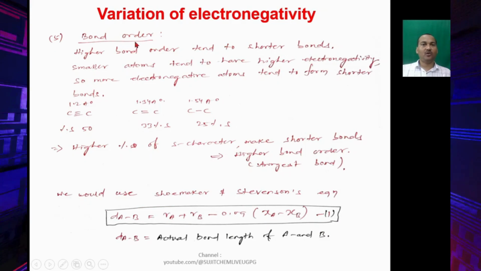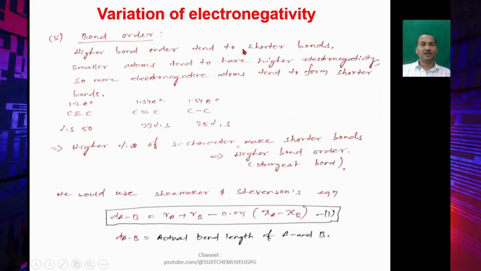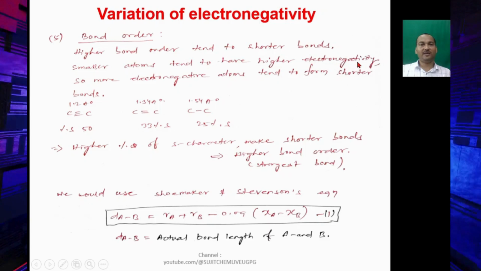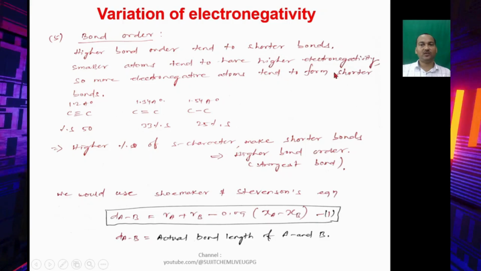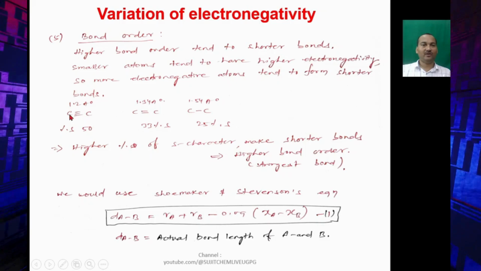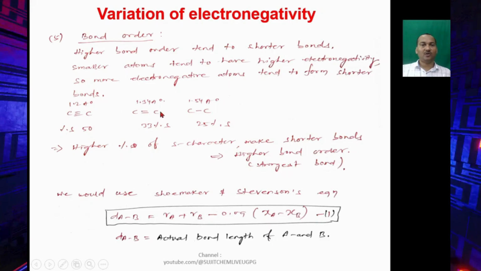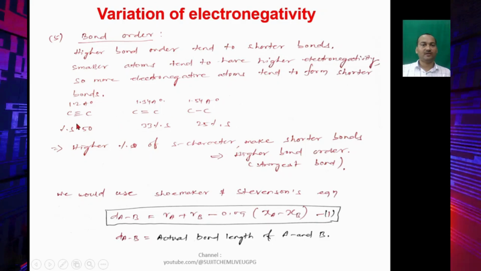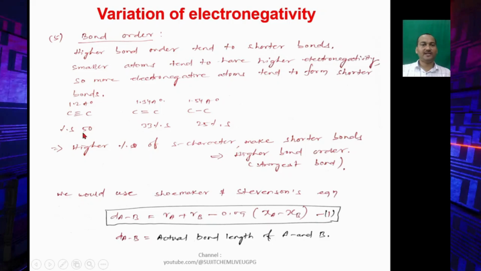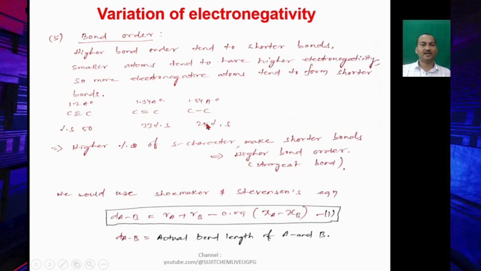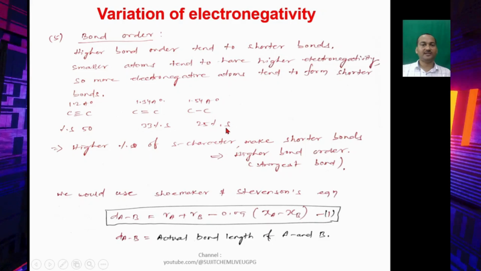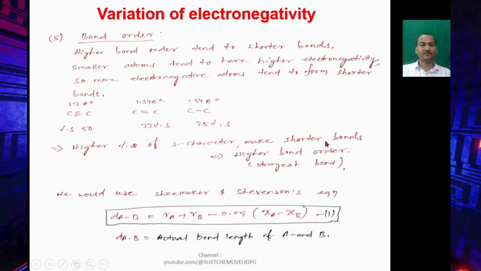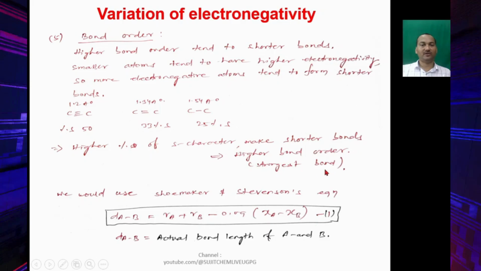The next is bond order. So higher bond order tends to give shorter bonds. Smaller atoms tend to have higher electronegativity, and more electronegative atoms tend to form shorter bonds. So triple bond, here 1.2 angstrom. Double bond 1.34 angstrom, and single bond, C-C single bond, 1.54 angstrom. In the case of a triple bond, you have 50% s character, double bond 33% s character, and single bond 25% s character. So higher percentage of s character makes shorter bonds, and higher bond order gives the strongest bond.